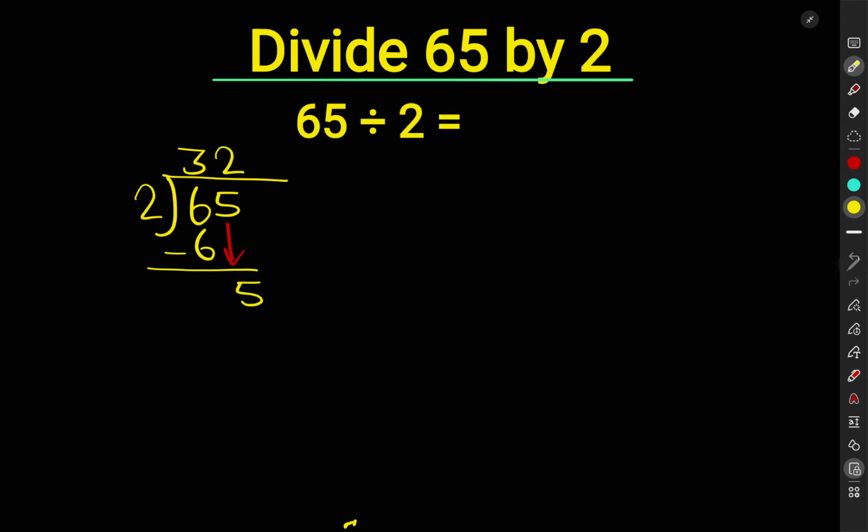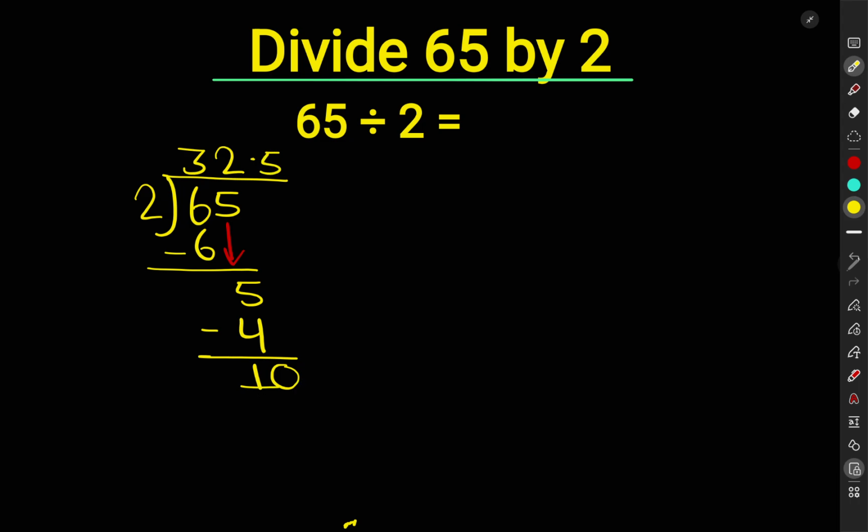So 2 times 2 means 4. On subtracting we get 1, and again this 1 is less than 2 and there is no other number beside. So we put here a decimal and we keep here 0. So now it becomes 10.